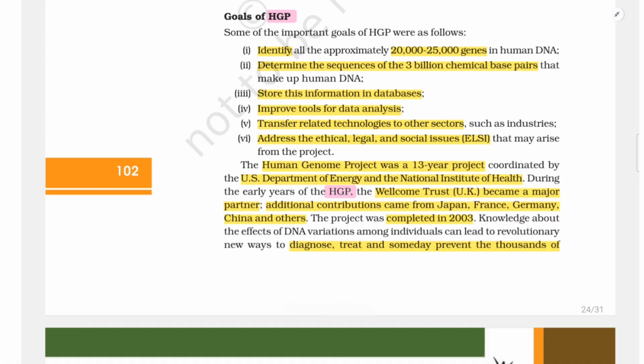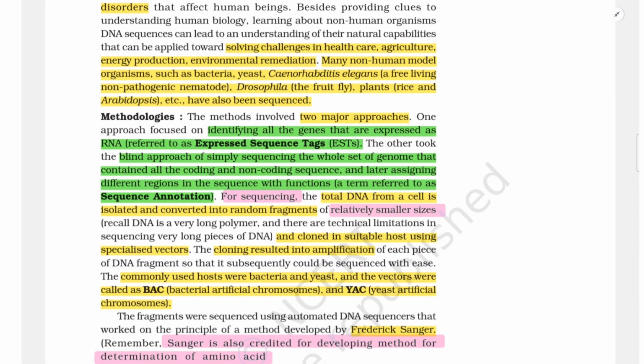Knowledge about the effects of DNA variations among individuals can lead to revolutionary new ways to diagnose, treat, and someday prevent the thousands of disorders that affect human beings. Besides providing clues to understanding human biology, learning about non-human organisms' DNA sequences can lead to an understanding of their natural capabilities that can be applied towards solving challenges in healthcare, agriculture, energy production, environmental remediation.